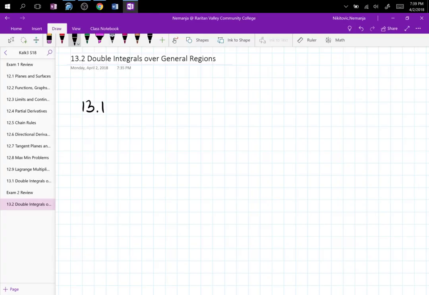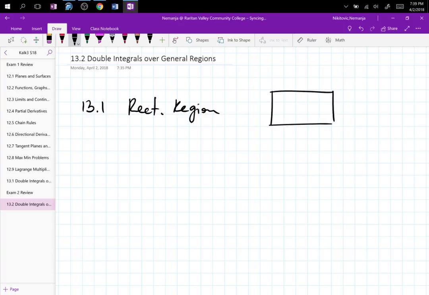So 13.1, rectangular region, was some kind of a rectangle in your XY domain, and then the shape was built above it, and we had A and B on the x-axis and C and D on the y-axis.